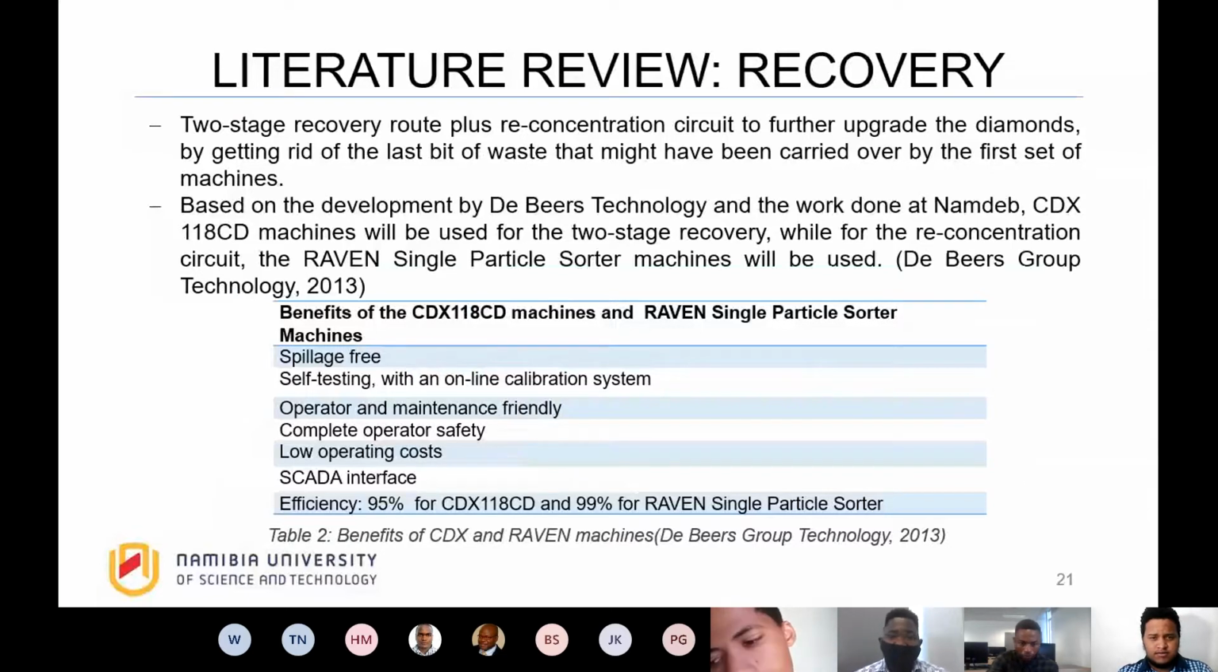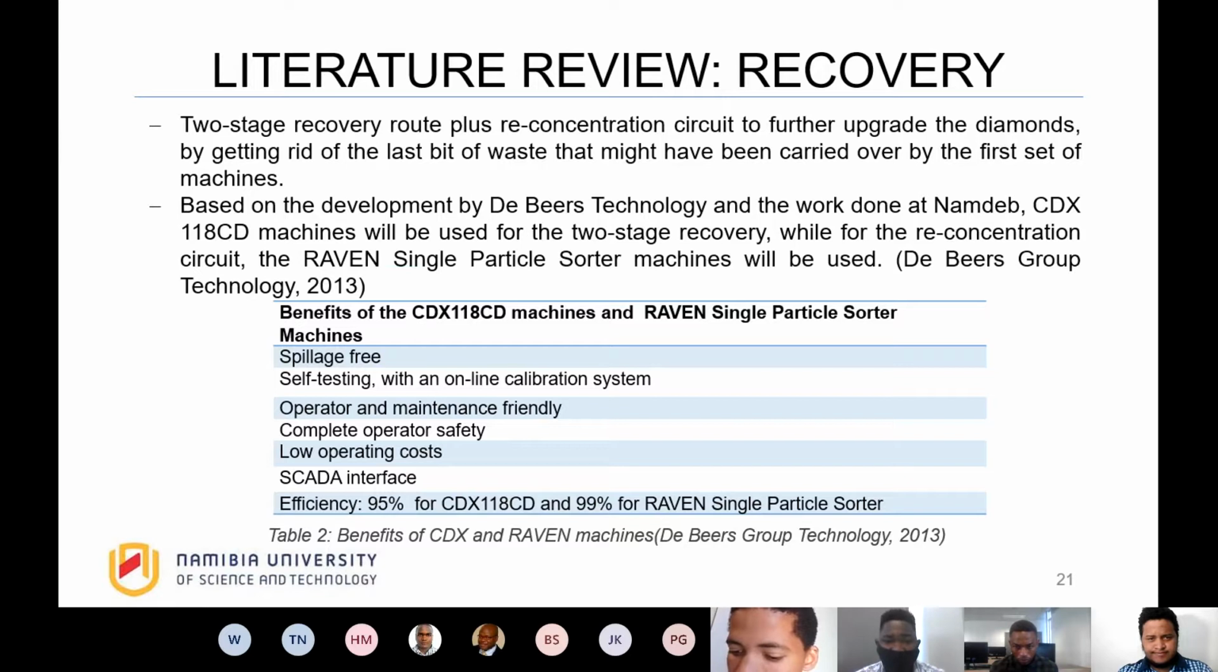Okay. So for the recovery circuit, we've decided to go for a two-stage recovery route plus a reconcentration circuit to further upgrade your diamonds. In this case, you are getting rid of the majority of your waste that might be in the concentrate given to the recovery circuit from DMS. Based on the development of the De Beers technology and the work done at NAMDEP, they have opted to use, and our process has also adopted, CDX machines, which are basically X-ray machines, for our two-stage recovery, while for the reconcentration circuit, the single particle sorter machines will be used.